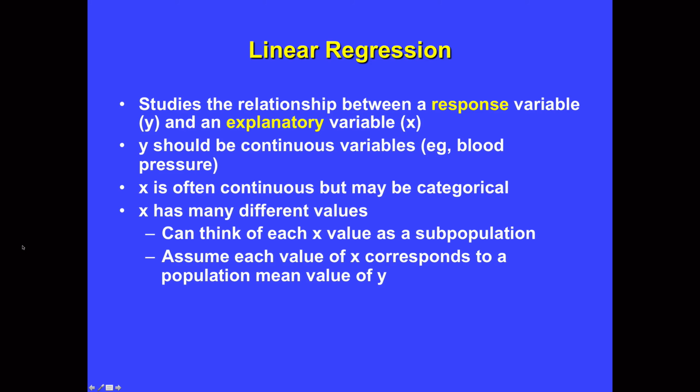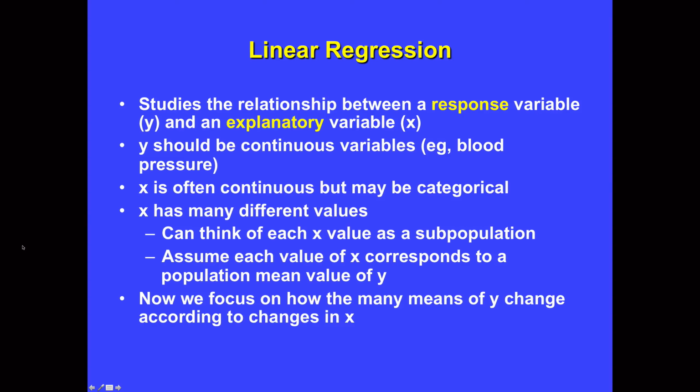In that context, you can start to think about each x value as some subpopulation. And then you assume that each value of x is going to correspond to some underlying mean value of y in the population. So if we think about something like age and blood pressure, we're thinking about the many different means of blood pressure as they vary across groups of individuals according to age. And with linear regression, we're really trying to focus on the many different means of y and how they change according to changes in x.